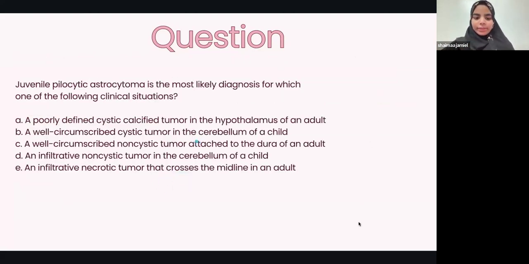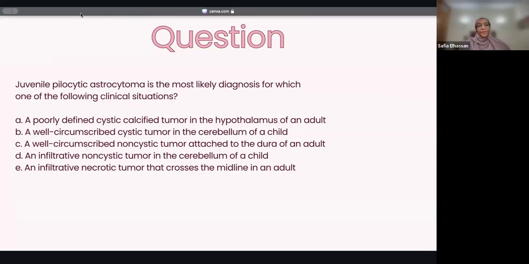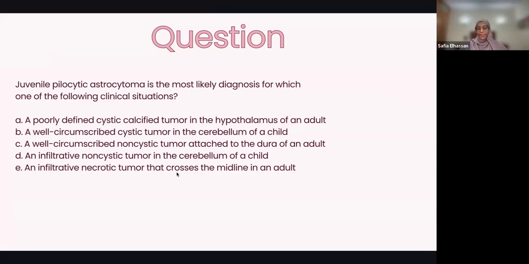Okay, Safia. Okay. Juvenile pilocytic astrocytoma is the most likely diagnosis for which of the following clinical situations? A, a poorly defined cystic calcified tumor in the hypothalamus of an adult. B, a well-circumscribed cystic tumor in the cerebellum of a child. C, a well-circumscribed non-cystic tumor attached to the dura of an adult. D, an infiltrative non-cystic tumor in the cerebellum of a child. Or E, an infiltrative necrotic tumor that crosses the midline in an adult.